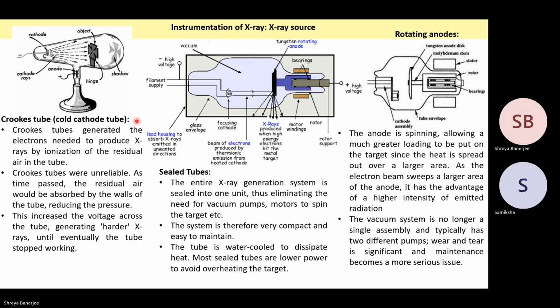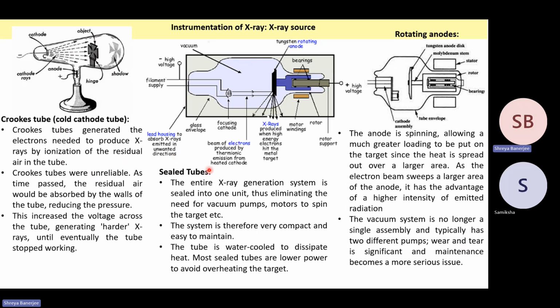So the basic concept is the same, but there are certain small differences in all. In the Crookes tube, what was there is that inside the tube, air was also present. So when your cathode is being heated up and the electrons are being produced, the electrons are hitting the air molecules, and a lot of the electronic energy is lost by hitting the air molecules. So it was not a very reliable source of X-ray.